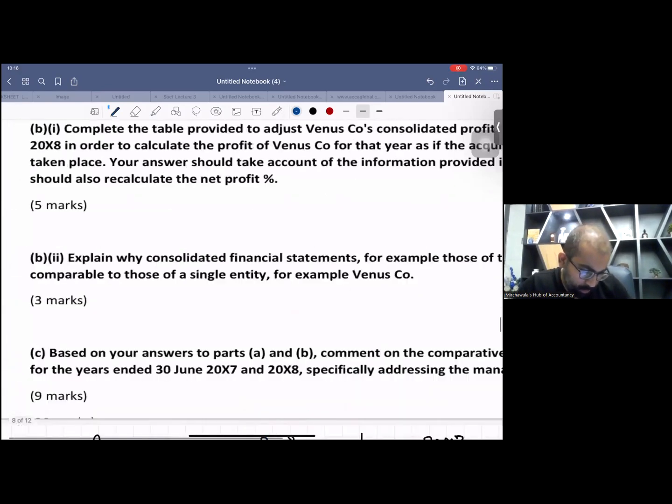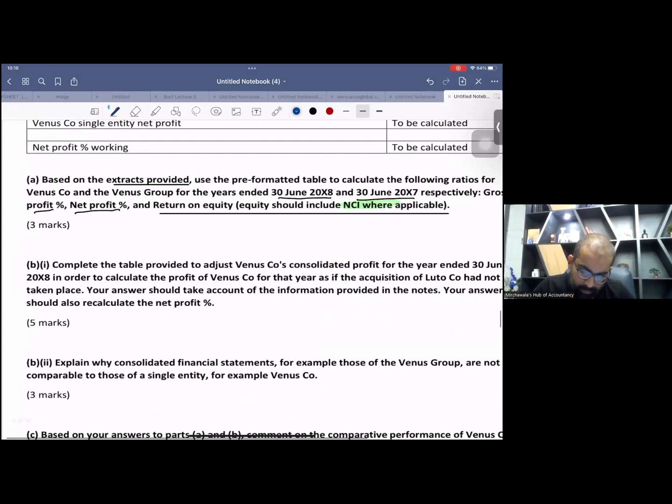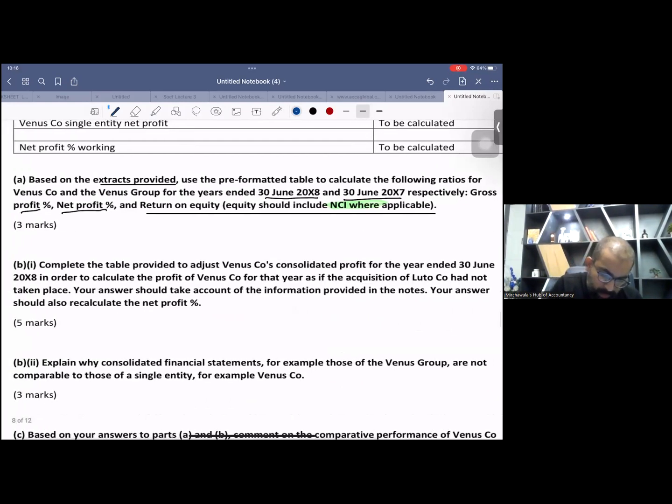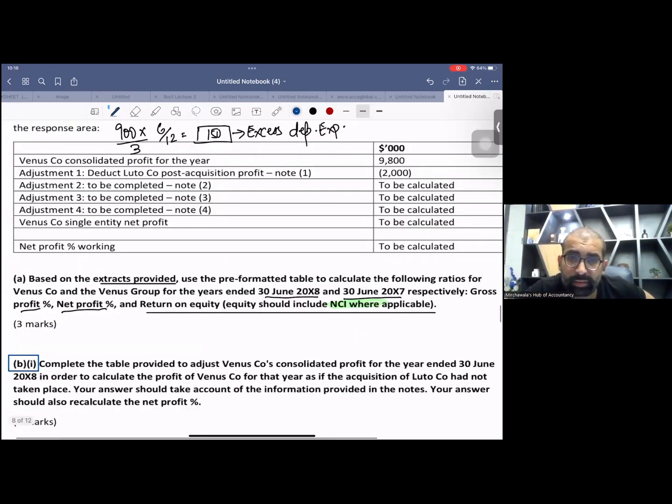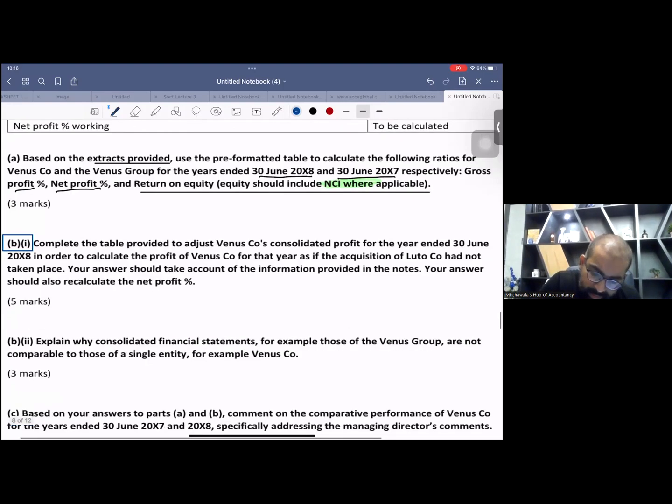Now the next requirement is very good. Try to understand it yourself. Complete the table provided. Have you seen one table? The table which I showed you, see, this is the table. Complete the table provided to adjust Venus Company's consolidated profit for the year ended 30th June X8 in order to calculate the profit of Venus Company for the year, as if the acquisition of Luto Company had not taken place.